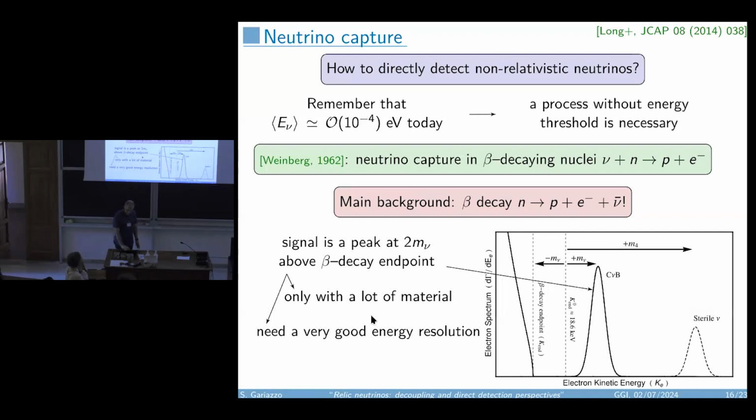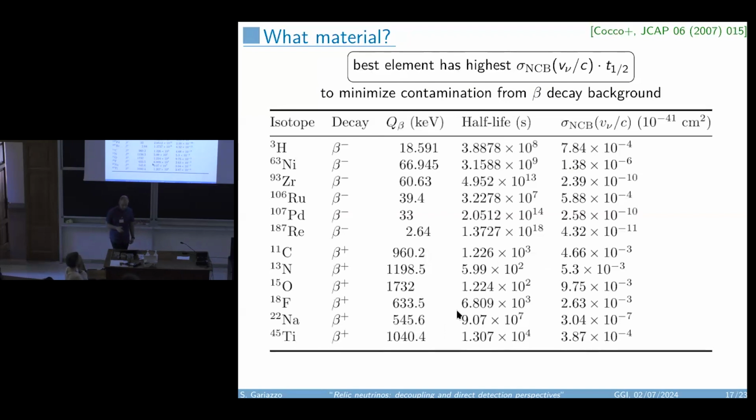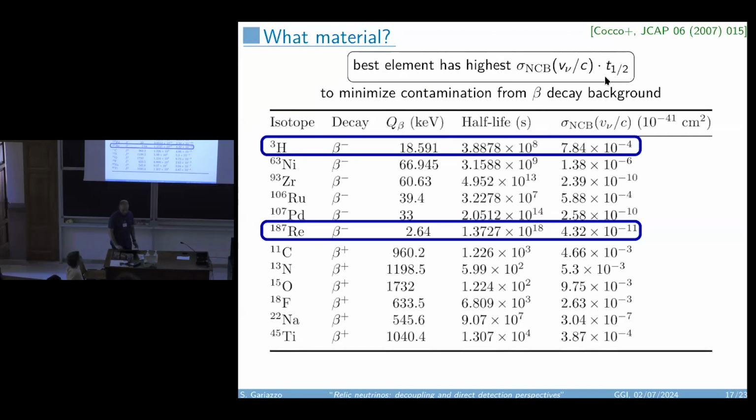I said we need a lot of material. Which material? This has been studied in 2007 by people in Naples. They built a very large table with a lot of possible beta decaying substances, and at the end they concluded that the best material is the one that has the largest cross section times velocity times half-life. And among these, two candidates are the ones that best satisfy this relationship.